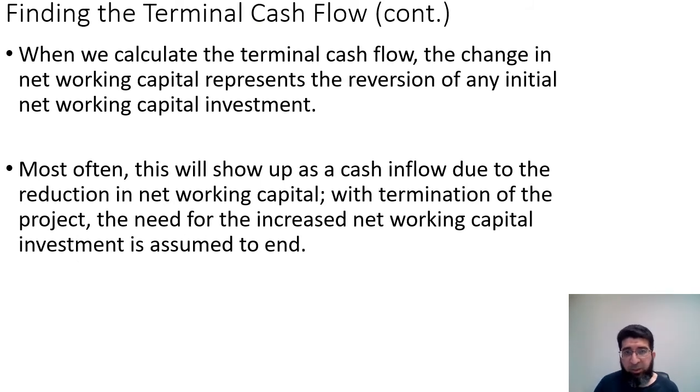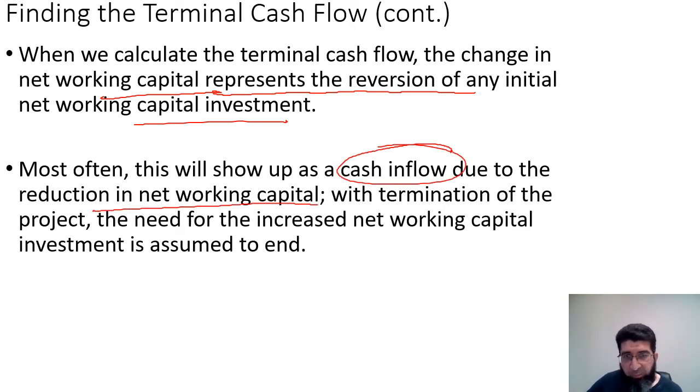When we calculate the terminal cash flows, the change in net working capital represents the reversion of any initial net working capital. So inflows become outflows. We have to sell the assets and pay back the liabilities. So the signs become different because the project will be closing down, and we are going to recover our investments in the net working capital. So most often this will show up as a cash inflow due to the reduction in the net working capital. With the termination of the project, the need for the increased net working capital investment is assumed to end.